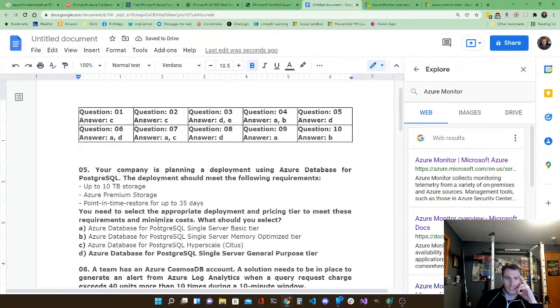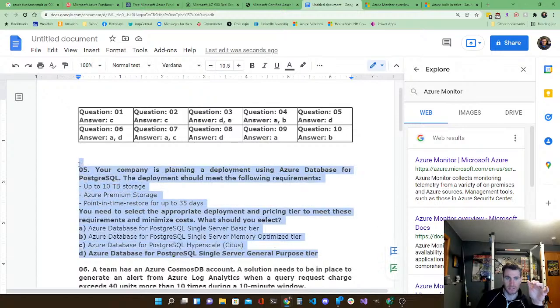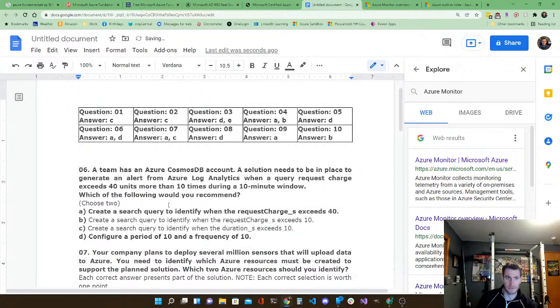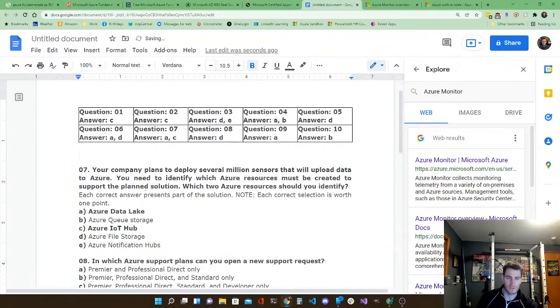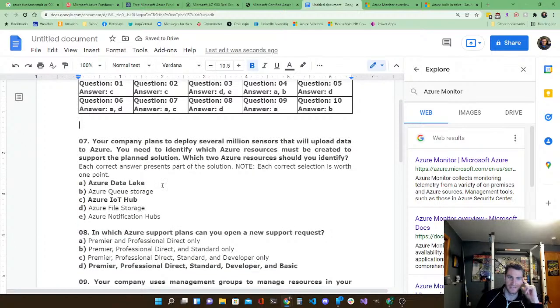Number 5, D. Okay, another one where we didn't know for sure, but because of the Azure Premium and the point-in-time restore up to 35 days, that sounds like a little bit more than just a basic level. That is our general purpose. It has nothing to do with memory or scaling. Alright, so 6, A and D. Cool, got that one right. That one makes a lot of sense once we realize, oh, you've got to have 2 answers.